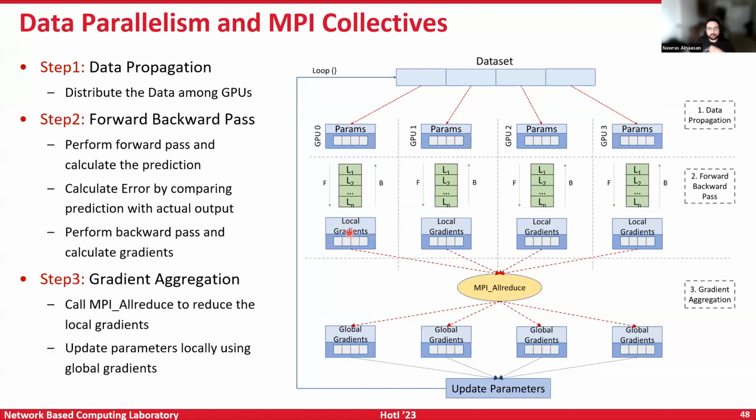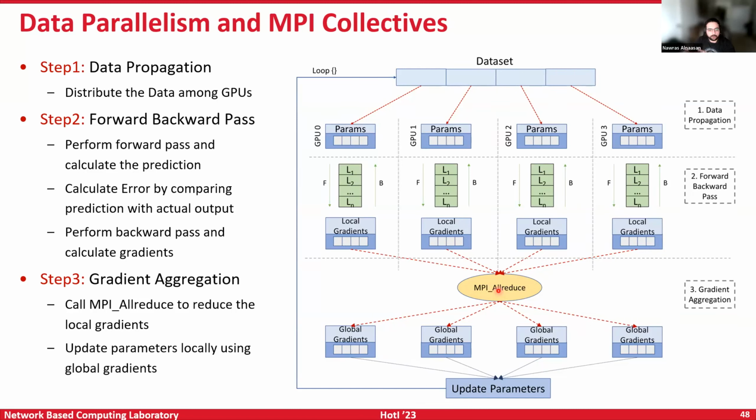And then we end up with the local gradients. The gradients will tell us how we should update the model. But now we have different gradients for each model. And we don't want to train 4 different models. We want to train one model on these 4 different machines. That's why we need MPI all reduce.